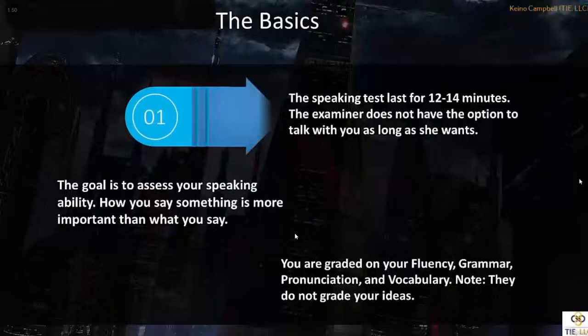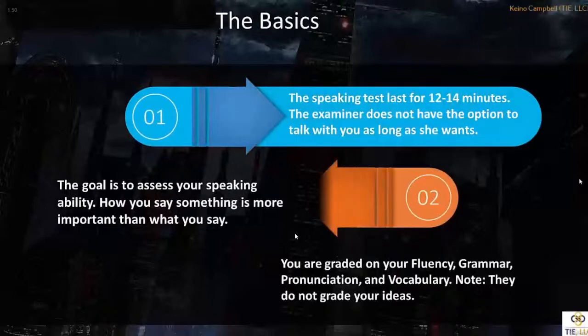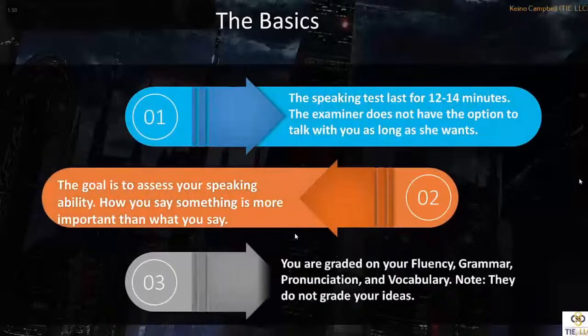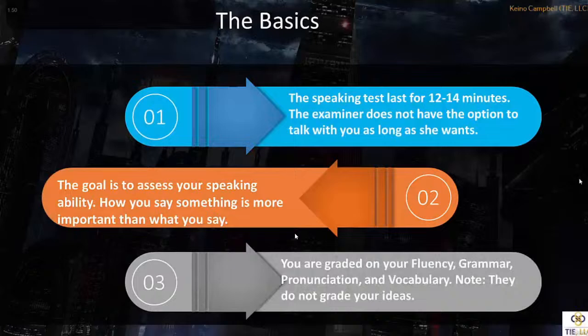So you heard me earlier go over some of the general basics of tasks 1, 2, and 3. The speaking test will only last for about 12 to 14 minutes. The examiner has a fixed time. They can't talk to you for 20, 25, or 30 minutes. They are given a fixed time to ask you the questions they need to ask and go through all 3 parts of the exam. The goal of the examiner is to assess your speaking ability. That's why sometimes they're not going to let you speak for 2 minutes on one question in part number one. They need to stop you so they can move forward and assess your ability in different contexts.